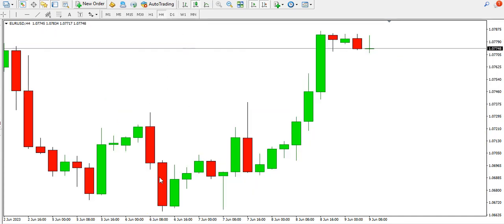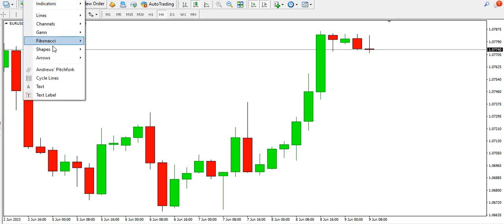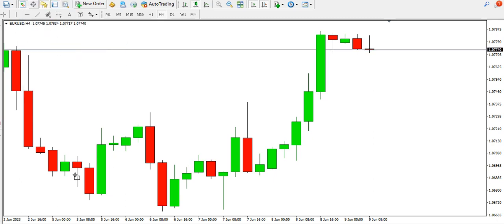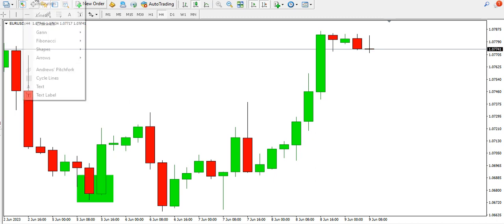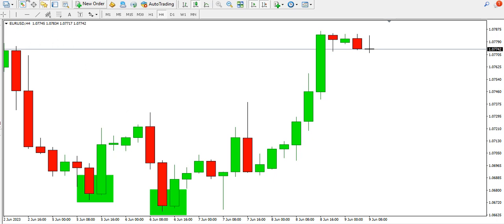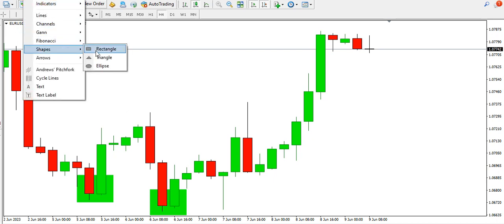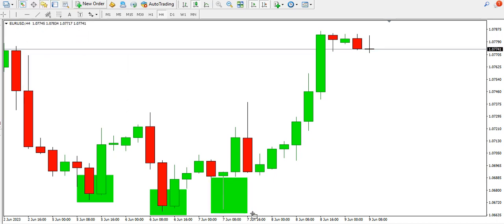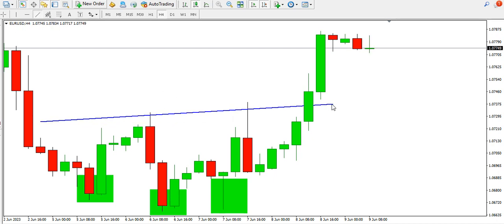On the 4-hour time frame, we can see a clear triple bottom. This is the first bottom, this is the second bottom, and this is the third bottom. And that's as we have the neckline of the triple bottom to have been broken. Okay, and price is going up.